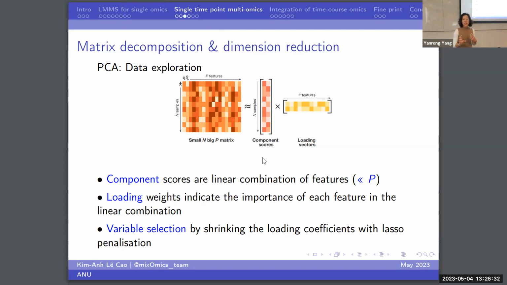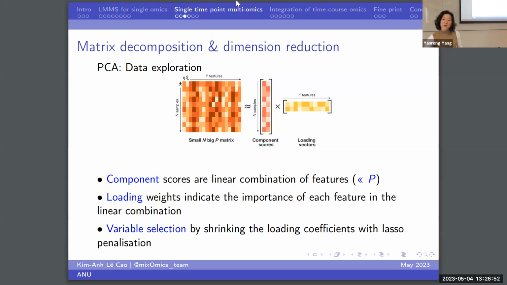And of course, you can do that with singular value decomposition. The way it's calculated is that you want to maximize the variance of your data. And so when we say that, we mean that the variance of each component should be maximum.